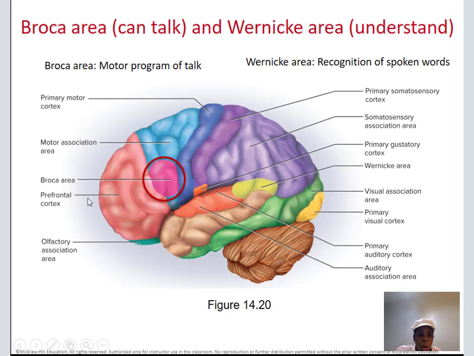Now, if you think about it, the Broca area is the motor program of talk. When you are talking physically, you're thinking about saying something. But Wernicke area is the recognition of spoken words. Now, that kind of makes sense.